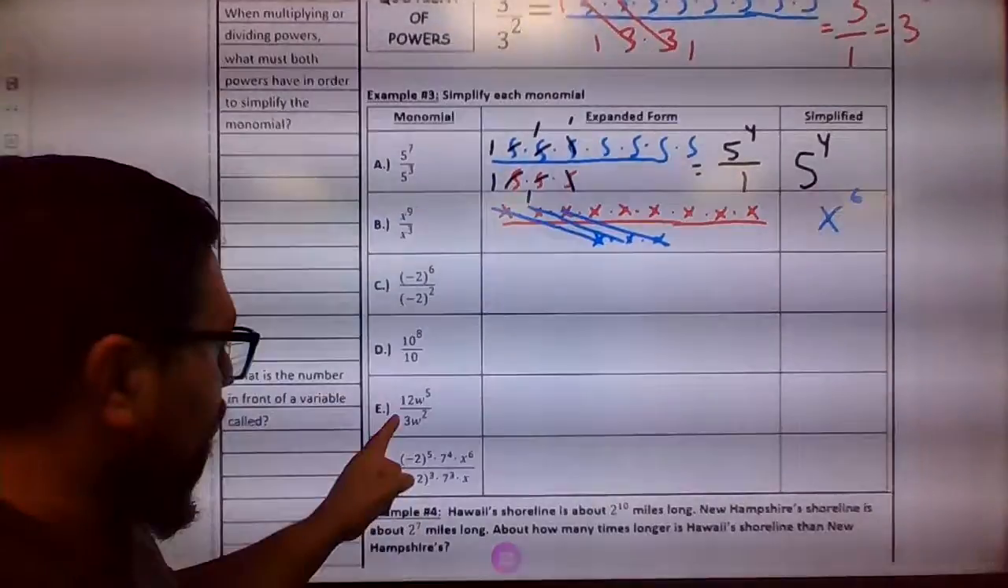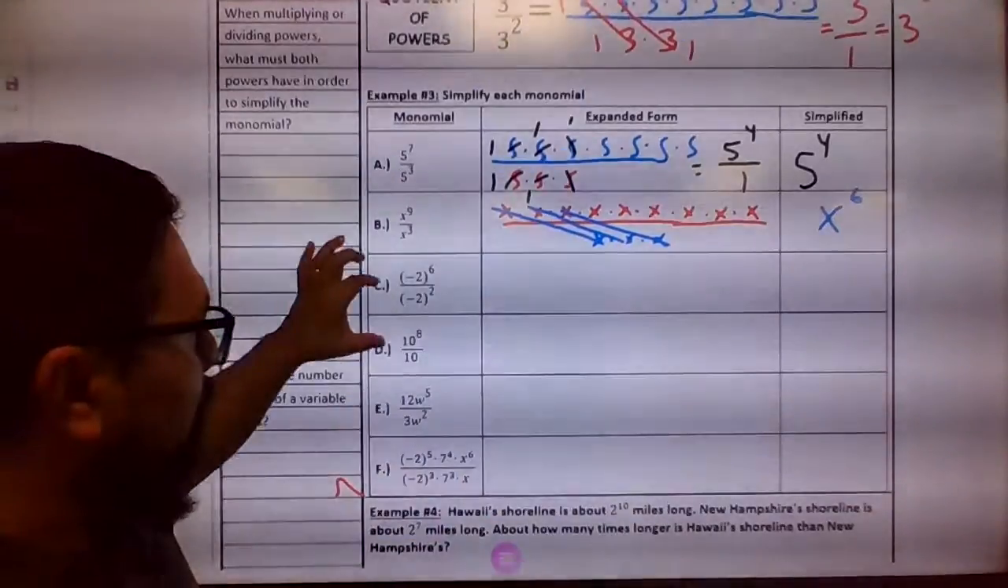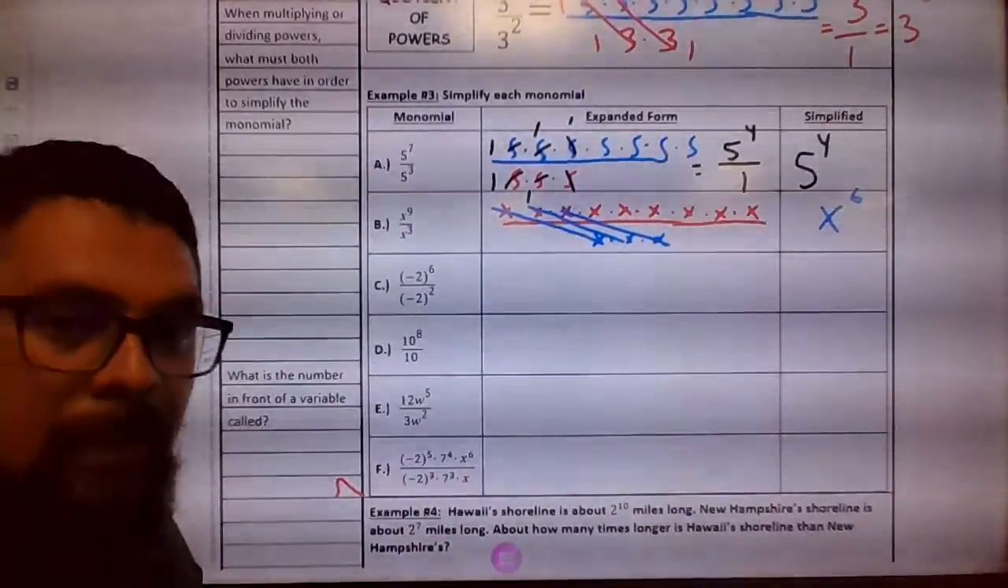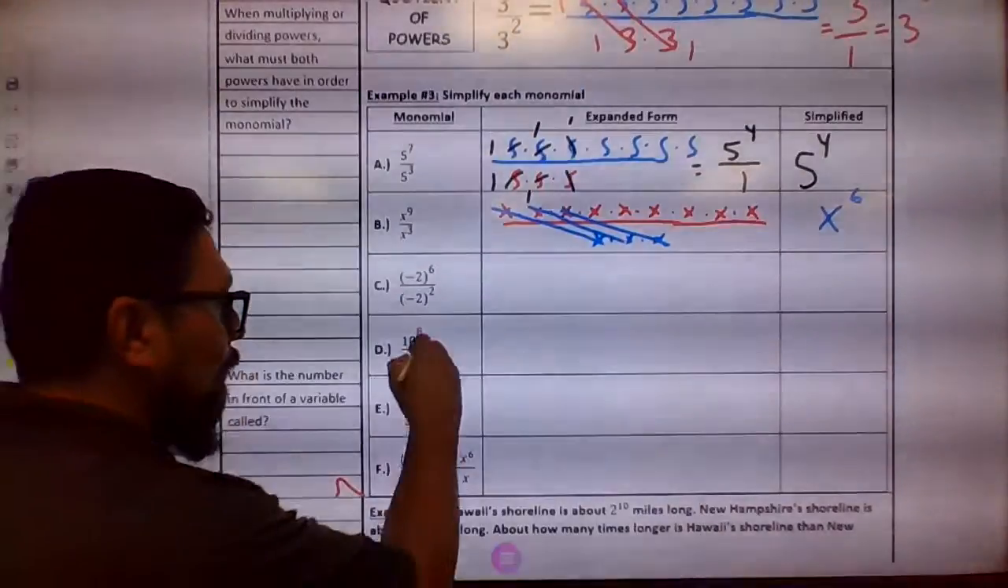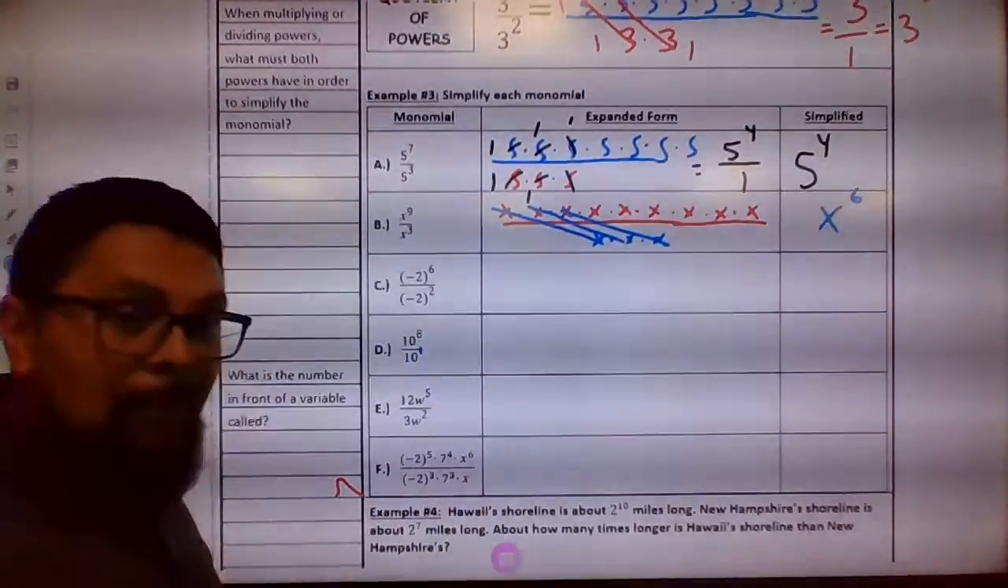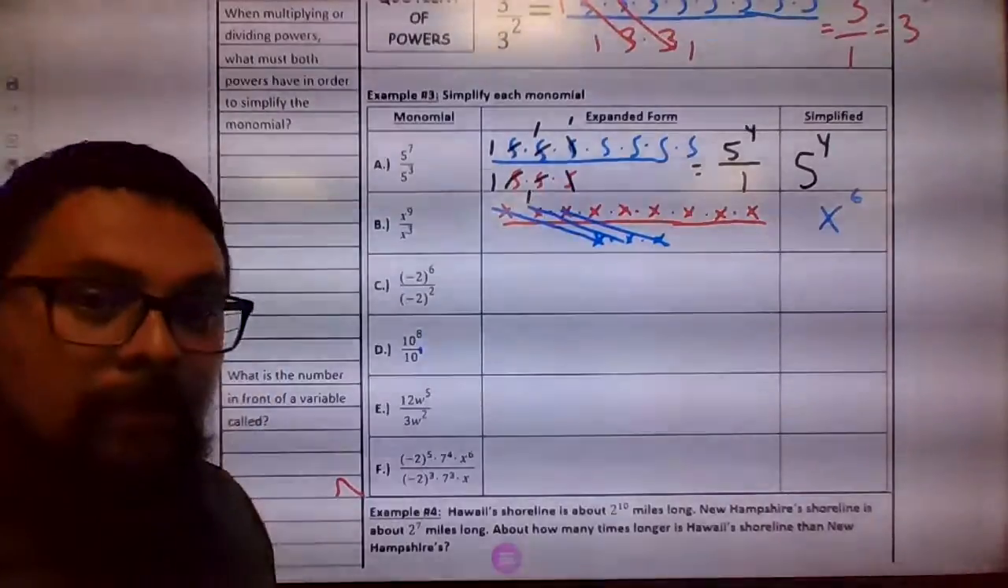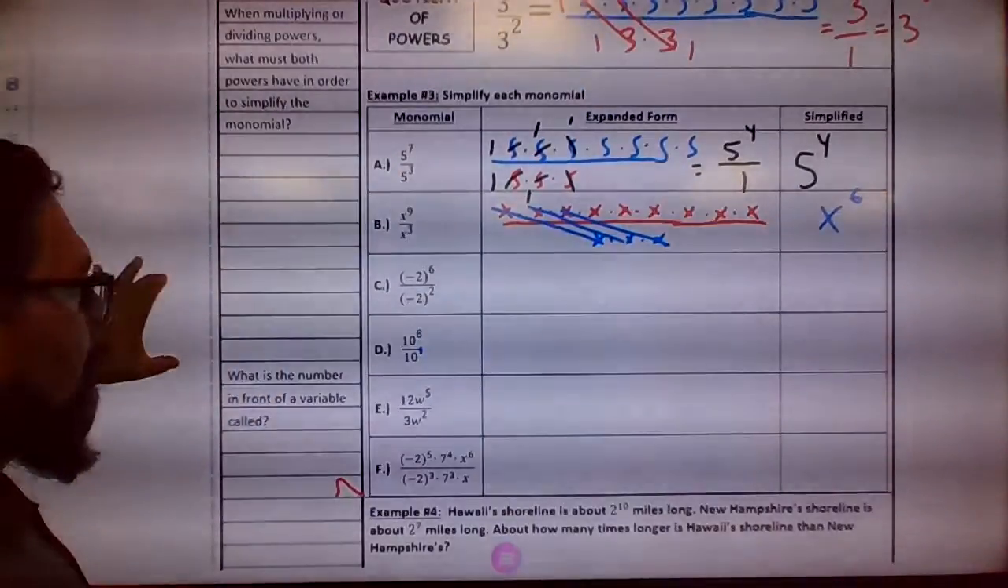Okay. I'm going to skip over to E. So when I check your work, I'll see this one. Okay. Now remember for D, there's a 1 right there. Just a reminder that there's a 1 right there. Okay. All right. Let's go ahead and do E.